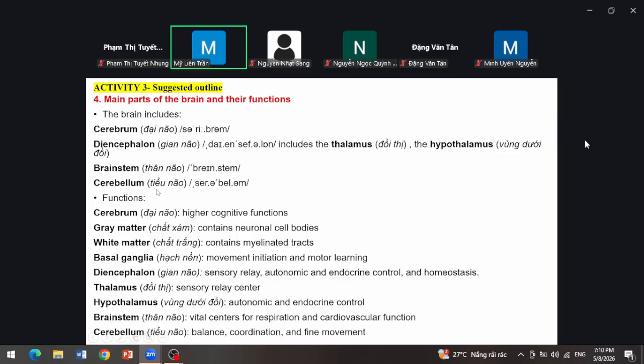For example, the cerebrum is responsible for higher cognitive functions.